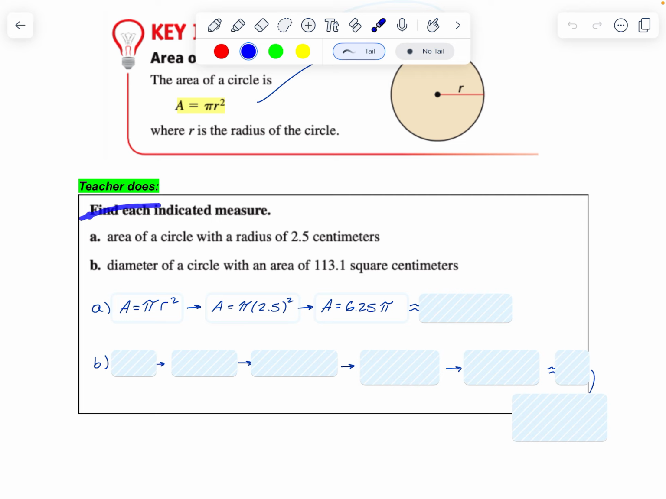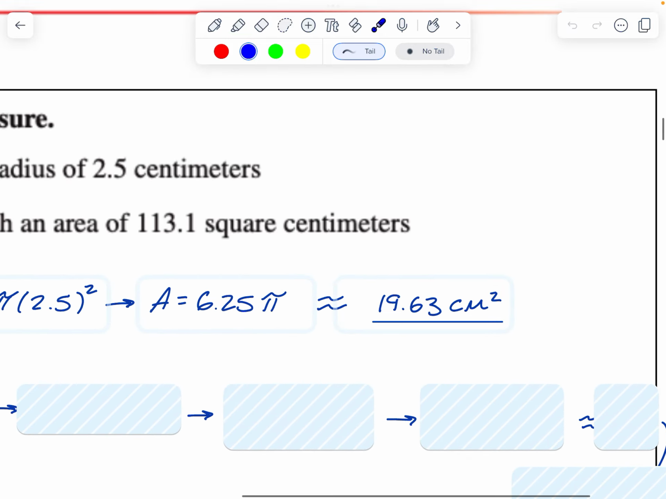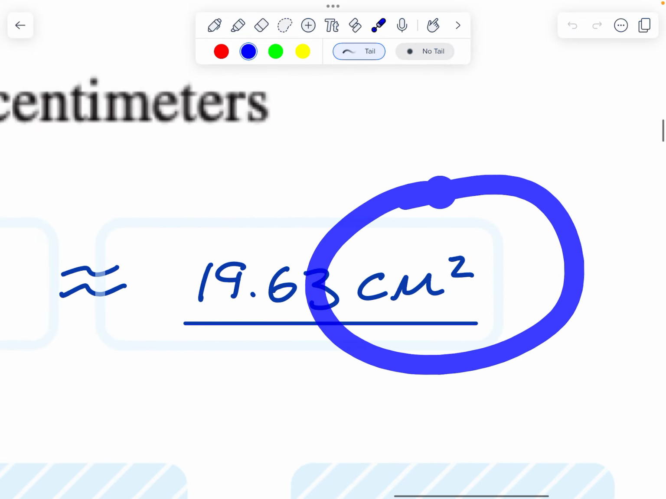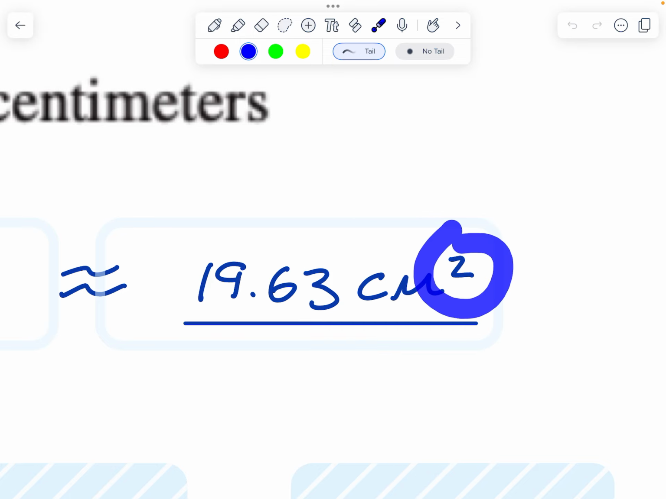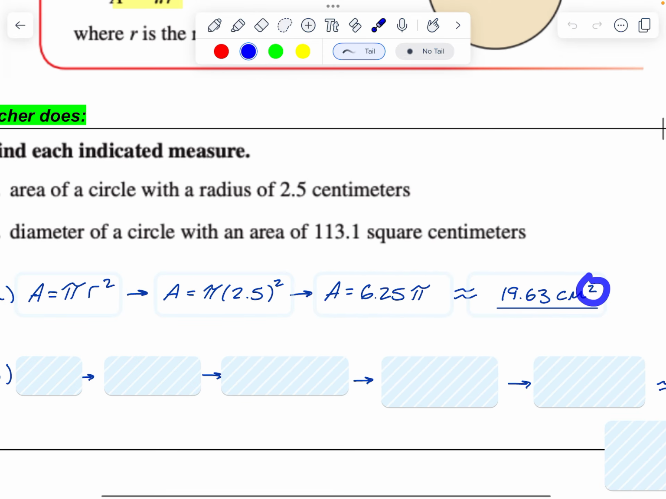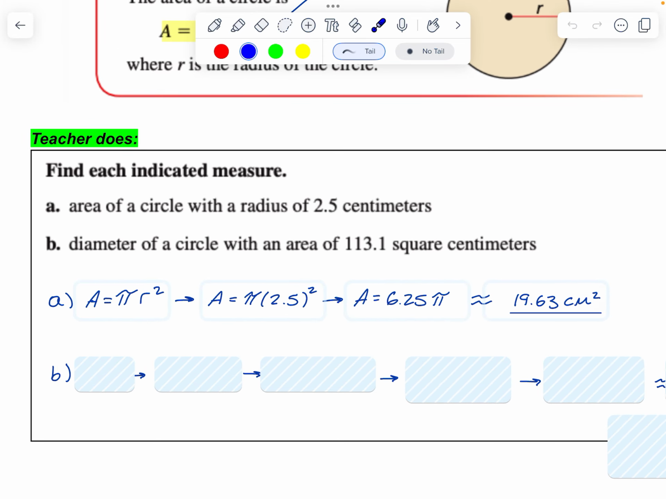Here, it doesn't specify though, so I got to give both. I give my exact form by just literally showing my work, and then I take it to my calculator, 6.25 times pi, 19.63 centimeters squared. We're dealing with area again. Anytime you're in area, you're squaring your units. Pi r squared, you're given the radius. This is as easy as it's going to get.